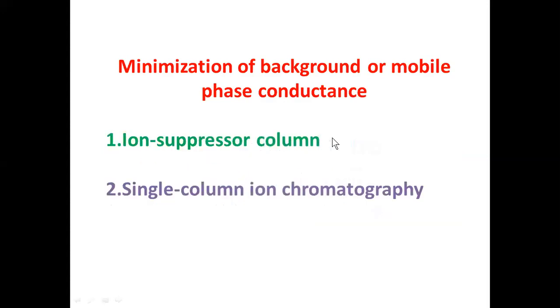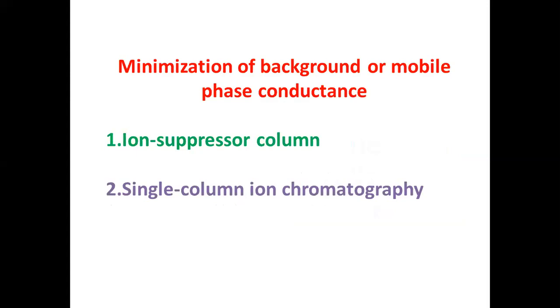This will be done in two ways. The minimization of background or mobile phase conductance will be done in two ways. Number one is by using a separate column, and that column is called the ion suppressor column. So we will be using a separate column, and this column will be present in between the separator, means the analytical column, and the detector.